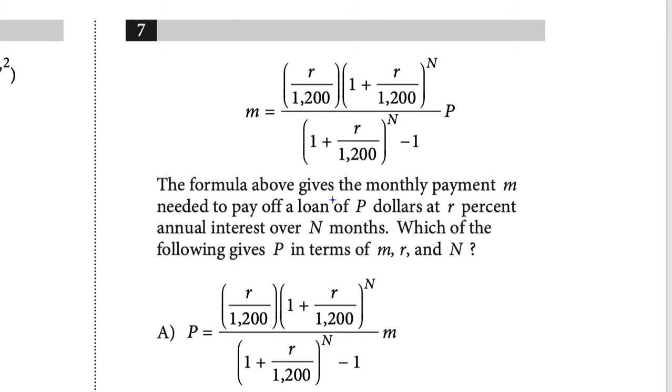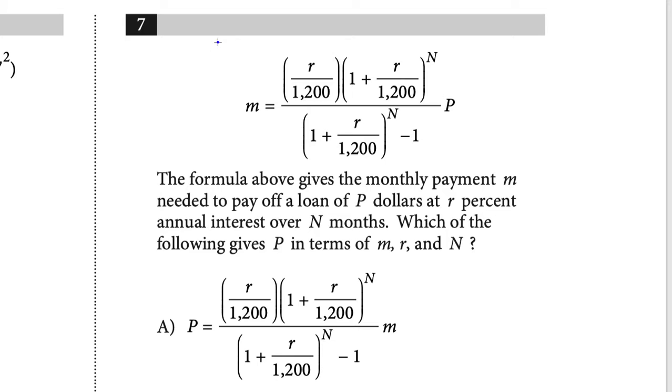All right, so we have this really crazy formula. The formula above gives the monthly payment M, so this all represents a monthly payment because it's equal to M, needed to pay off P dollars. I'm going to multiply this giant fraction by however much I have to pay off, P dollars, at R percent. Notice the R percent is in here multiple times. This is the percent of annual interest over N months. So N months, the time, is in the power up here. Which of the following gives P in terms of M, R, and N?